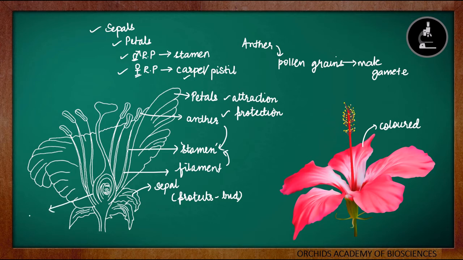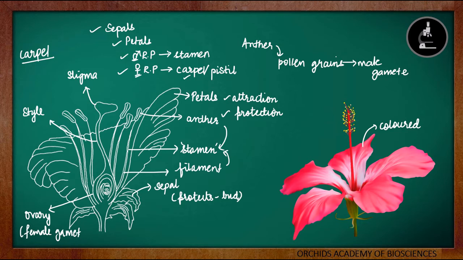The basal swollen part, which is known as the ovary, a long part which is called style, and the upper part which is sticky in nature mostly is called stigma. So these three parts, the basal swollen ovary, the long style, and the upper stigma make the female reproductive part called carpel. Now what are the functions of each of these parts? The ovary contains the female gametes. So just like how the pollen grains contain the male gamete, the ovary contains the female gamete.